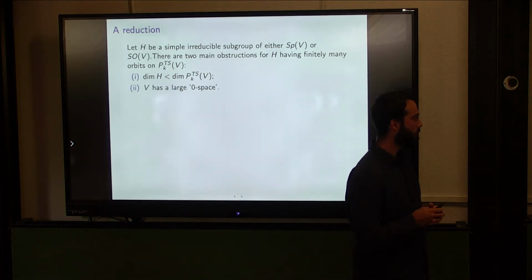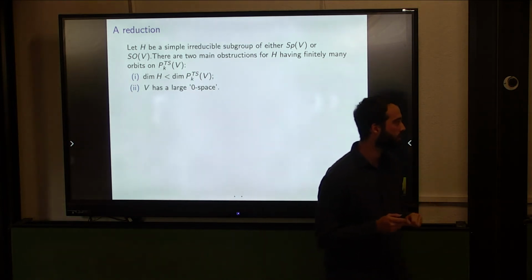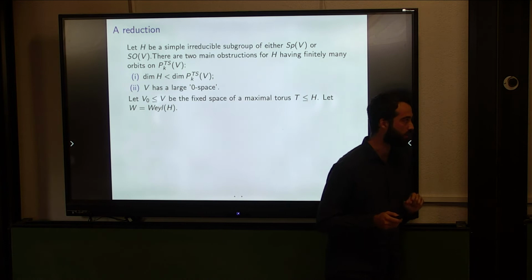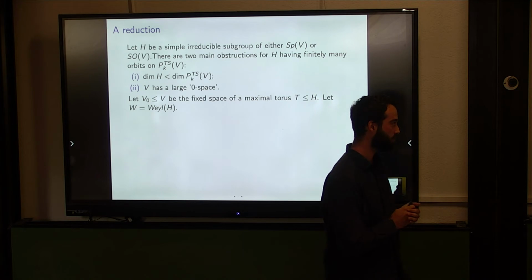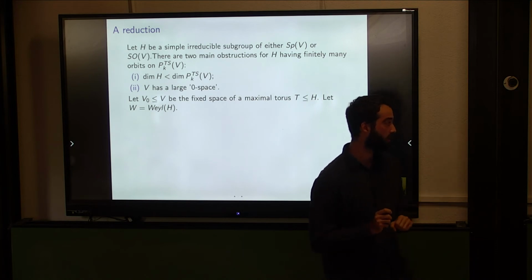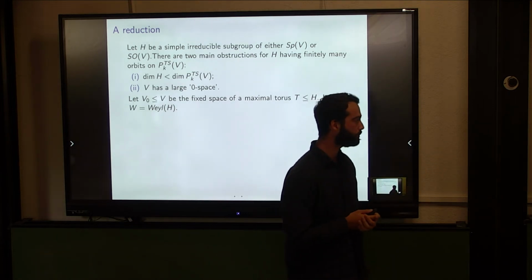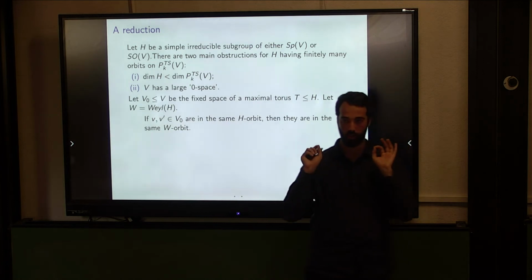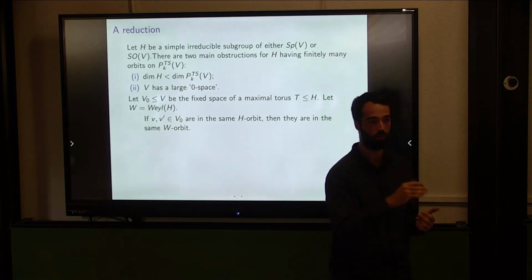And the other issue could be if V has a large zero space. So let me tell you what this is about. A zero space, call it here V0, is a fixed space of a maximal torus. So we have a nice maximal torus, keep it fixed, and look at this fixed space V0. And then if W is the Weyl group of H, so the normalizer of the torus modulo the torus, what do we have? We have that two elements in the zero space are in the same H orbit if and only if they are in the same W orbit.